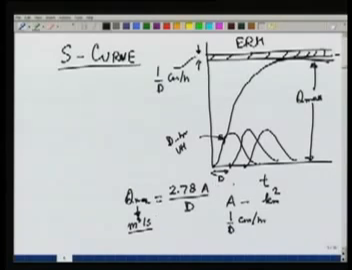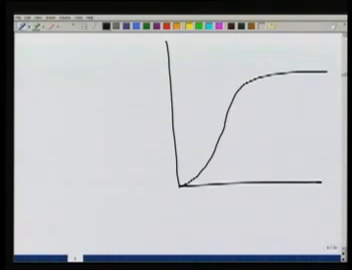So here we have taken care of the units. Since this is per hour, we have a factor of 3600. Since this is kilometer square, we have a factor of 1000. And since we have d in centimeter, we have another factor of 0.01. So if you put all these factors in here, you will get the maximum ordinate of the S curve as 2.78 A over d.